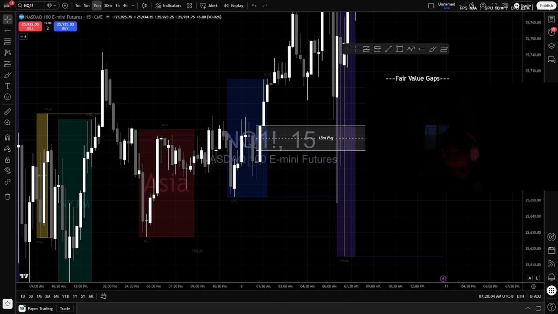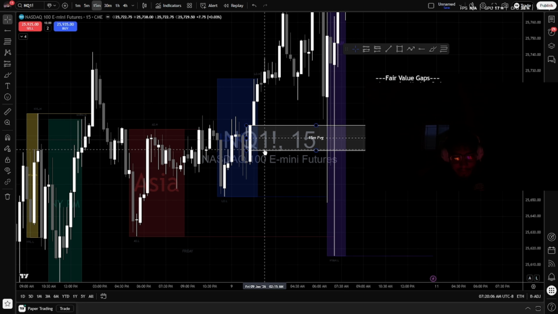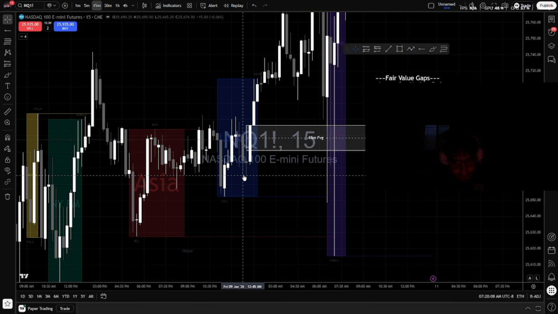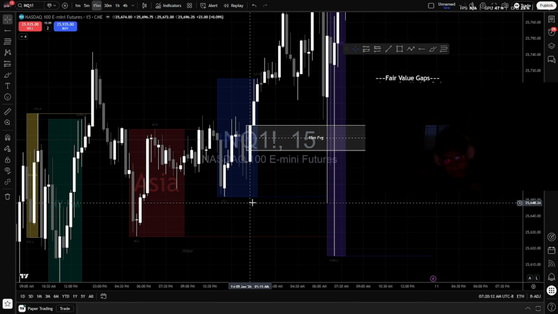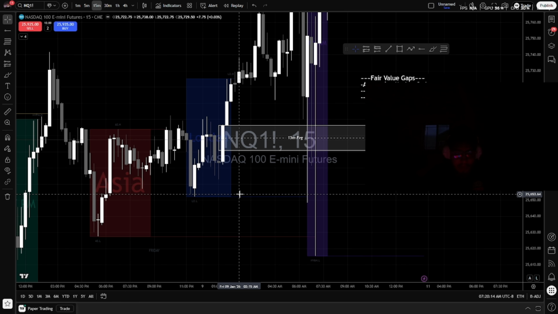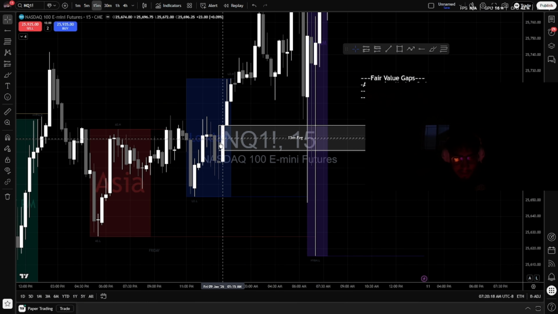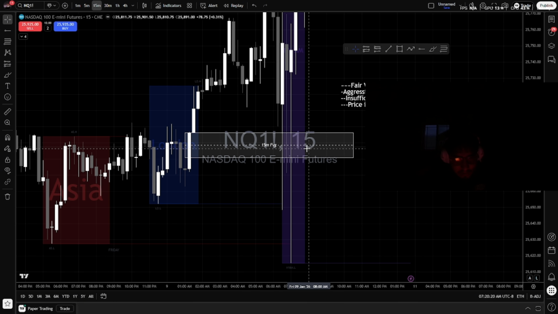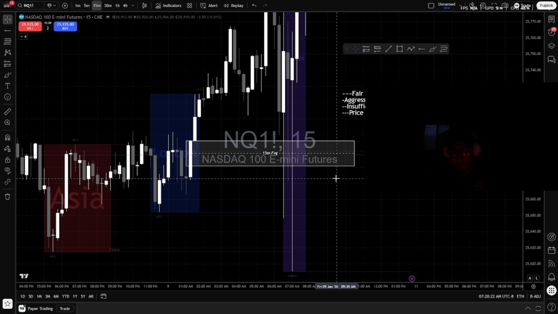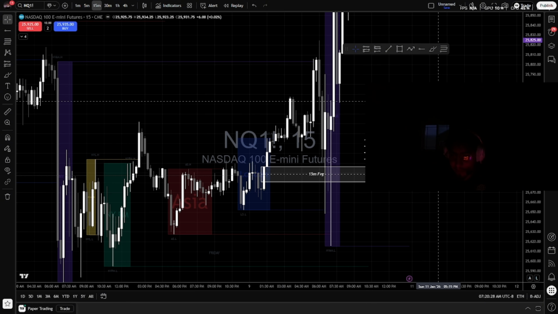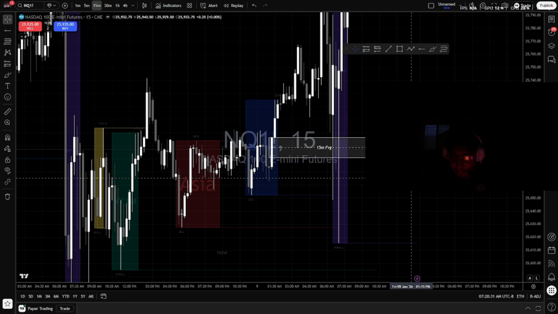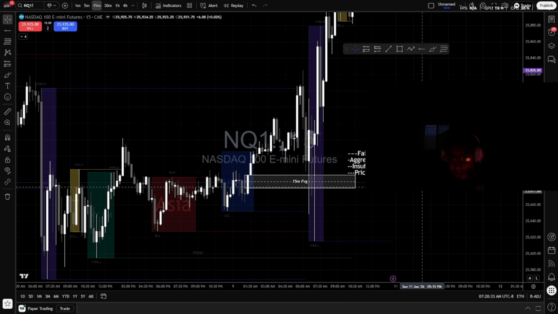So not all fair value gaps will get respected, especially when there's a fair value gap right there and there's low resting. This is internal liquidity, and this would be considered external liquidity. There's liquidity right there. Price would rather come and take out this pool of liquidity than just a gap in the market. And that's the reason why some of your fair value gaps will simply not hold. So now let me show you an example of a fair value gap that does actually hold.